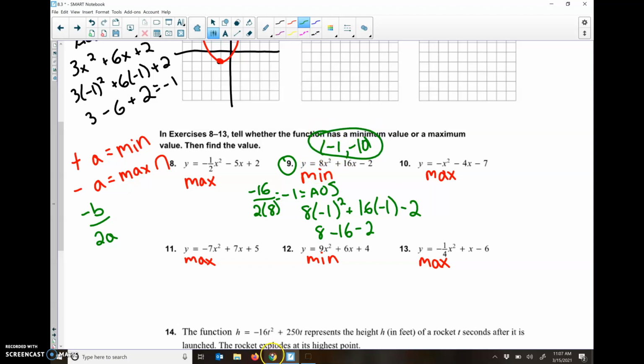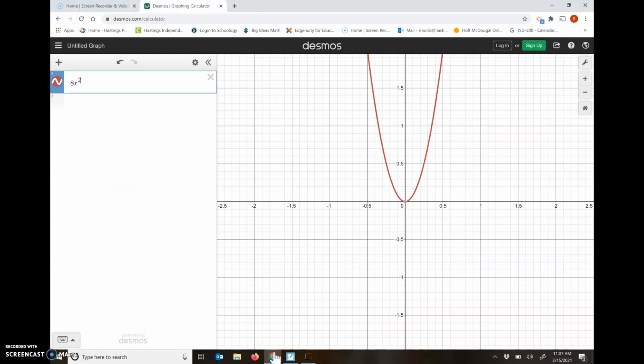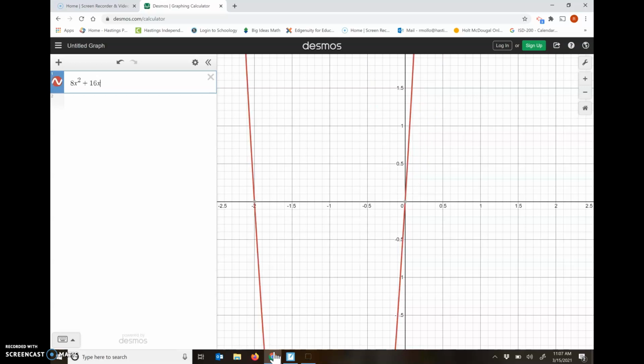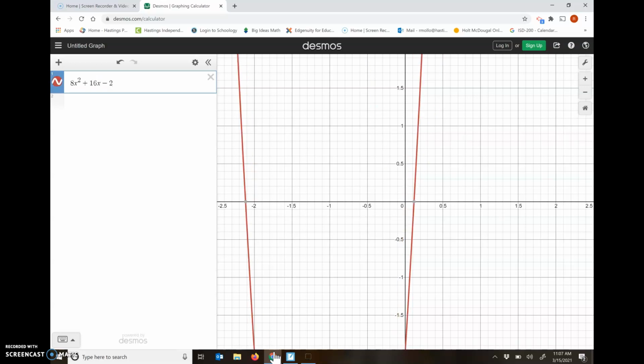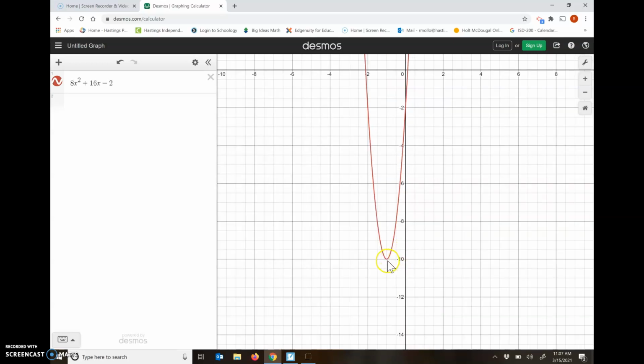So let's see what that looks like here. So 8x squared plus 16x minus 2. I have to zoom out a little bit here. And there we go. So our vertex is down here at negative 1, negative 10, just like we figured out. So the lowest this point is ever going to get, or the lowest this graph is ever going to get, is negative 1, negative 10. And it'll never go below that. You'll never see this graph down here. It's not possible. The lowest, the minimum for this graph is negative 1, negative 10.